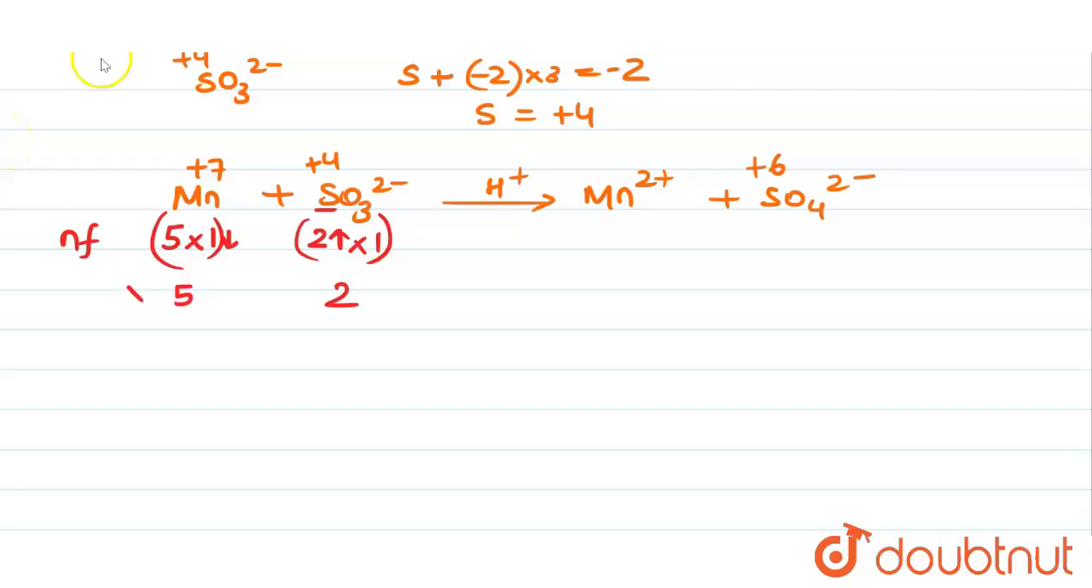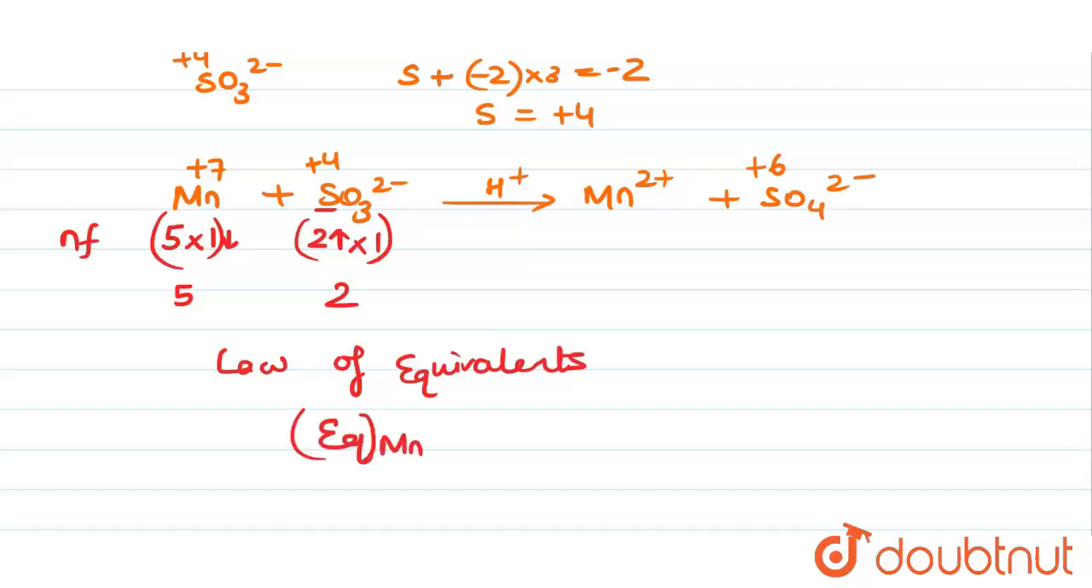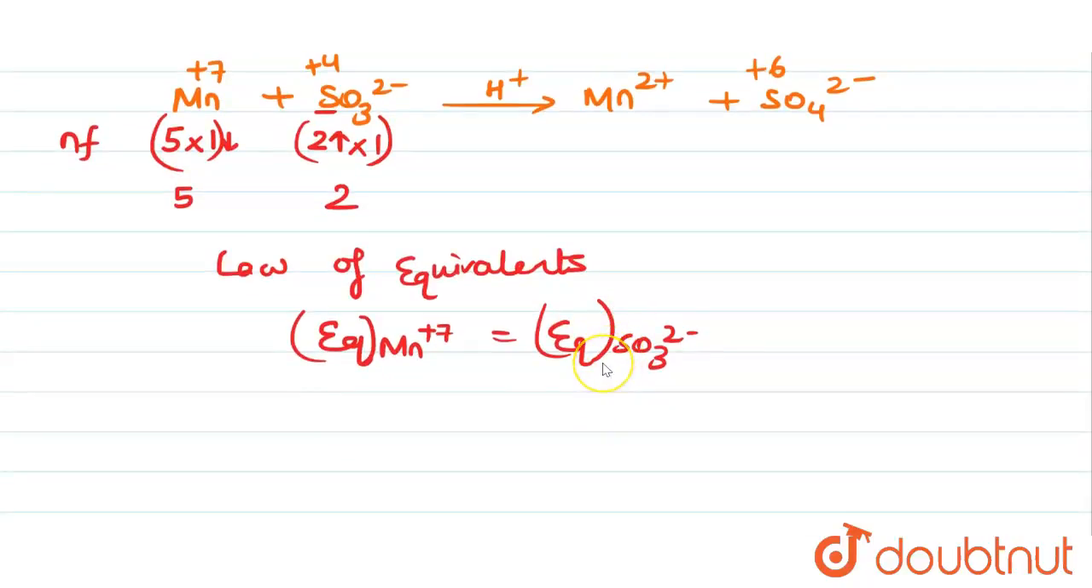So after this we need to use equivalence, the law of equivalence. So what does this law state? That equivalence of Mn plus 7 is equal to equivalence of SO3 2 minus, that is sulphite. So now what is equivalent? Equivalent is equal to moles into N factor.